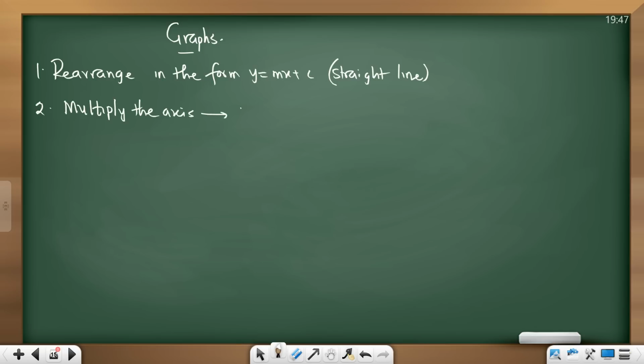Number 2, multiply the axis, and this represents the area. I'll do more of this in our next session because I'm going to look for questions on electrostatics that require this. All right? And number 3, divide the axis. I should actually say E. And this gives us what? Gradient.